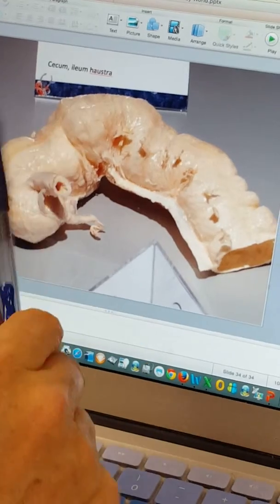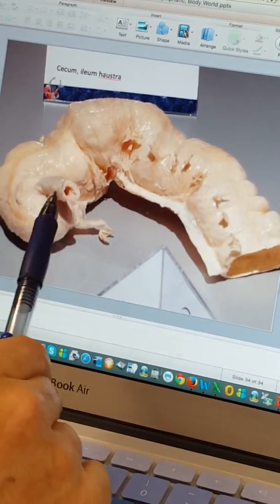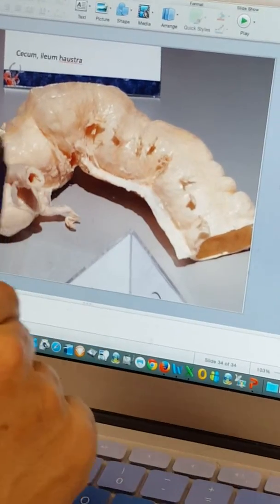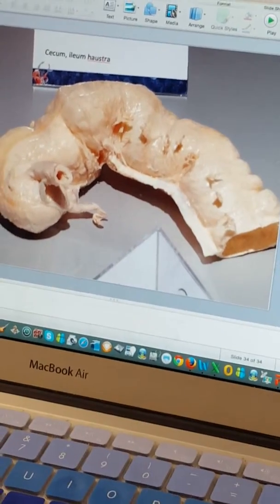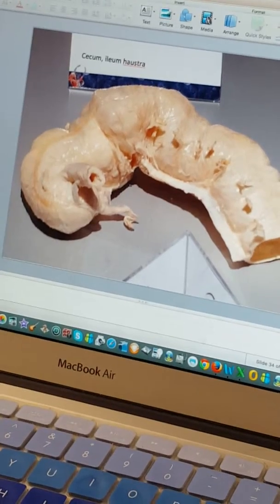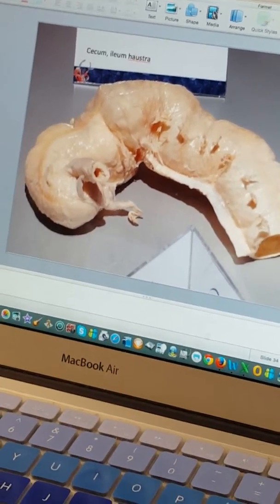All right, so large intestine, here's the cecum right here. There's the ileum coming in, and I forgot to put a comma there, but look, haustra, right? These bulges are haustra. There's a nice pointing to haustra. And that's it. So these are the pictures that I've got.